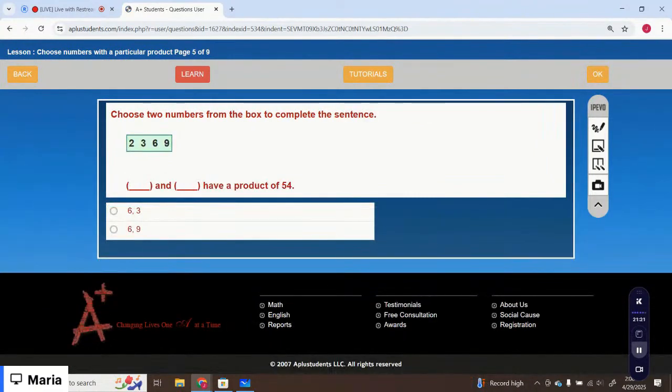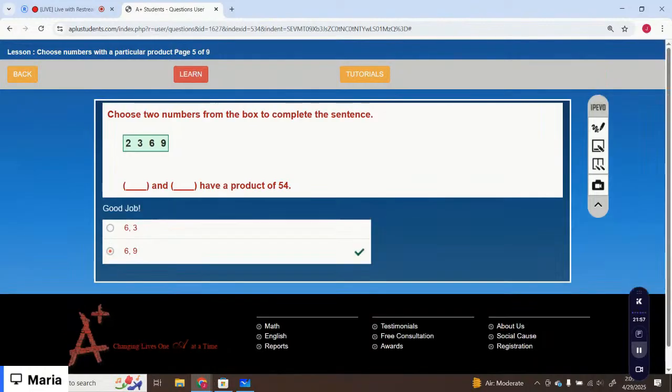Choose two numbers from the box to complete the sentence. Which two numbers have a product of 54? You are given two options, 6 and 3, 6 and 9, which is the correct option. That is option number two. Very good. 6 times 9 makes 54. Option number two is the correct option.